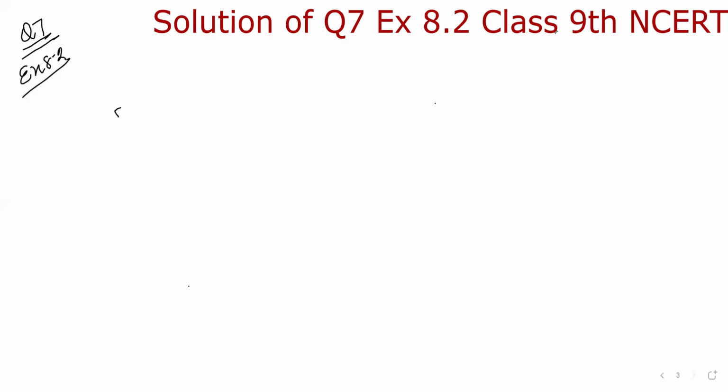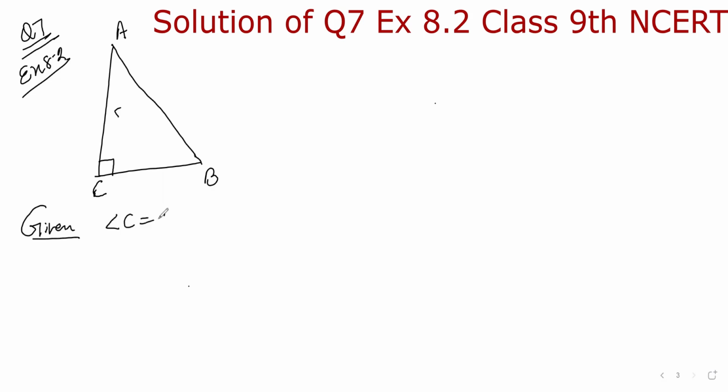In this question, we have a triangle ABC right angled at C. Let us first take the figure. Triangle ABC, right angled at the point C. This angle is 90. So let us start writing given. Here angle C is equal to 90 degrees.